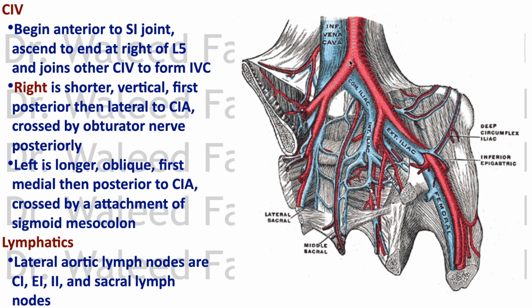And this concludes the vessels of the pelvis. The lymphatics of the pelvis drain to the lateral aortic lymph nodes. The lateral aortic lymph nodes are the common iliac, the external iliac, the internal iliac, and the sacral lymph nodes. All these lymph nodes drain the pelvis into the main groups around the aorta, and from there to the cisterna chyli, and from it to the thoracic duct.